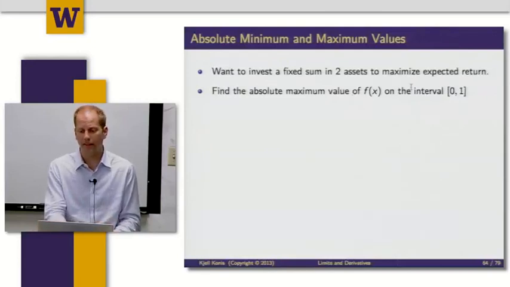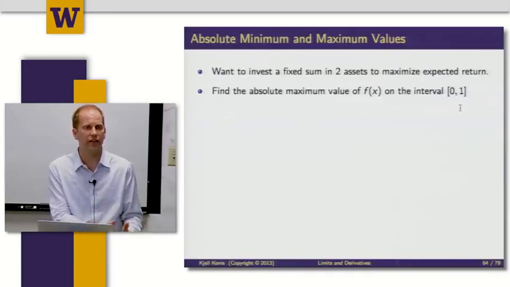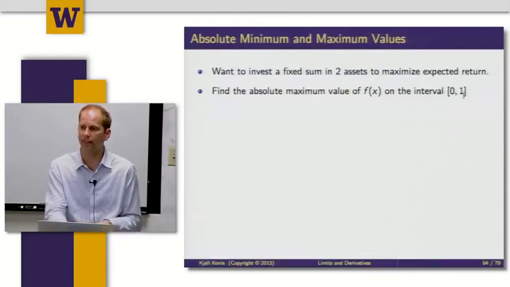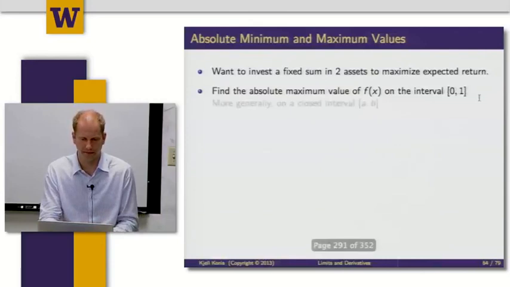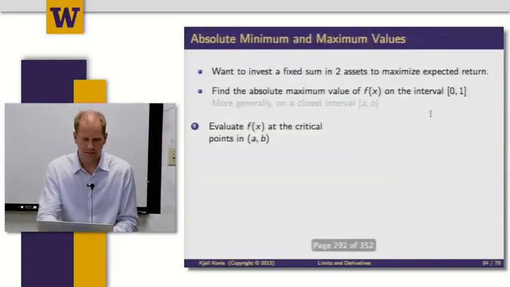So the way I'm going to simplify that is just to say f of x is defined on the interval [0, 1], and x is just going to be the fraction of money that goes into asset 1. So asset 1 gets x, asset 2 gets 1 minus x, and if I only consider x on the interval [0, 1], then both of those are going to be positive. More generally, you can do this on an interval [a, b], but [0, 1] will work for what I want to show off here.